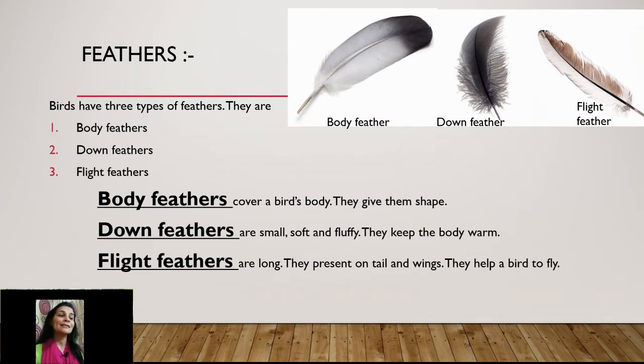Down feather are small, soft and fluffy. They keep the body warm. Okay, this is the function of the down feather. Flight feather, they are long. They are present on tail and wings. They help a bird to fly.